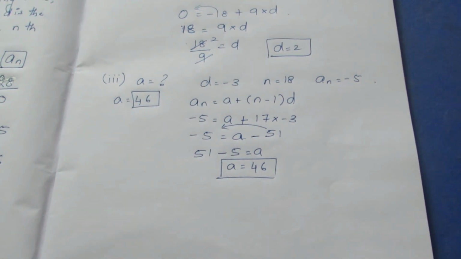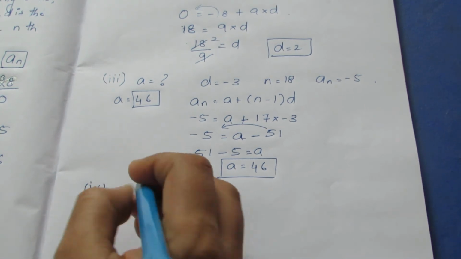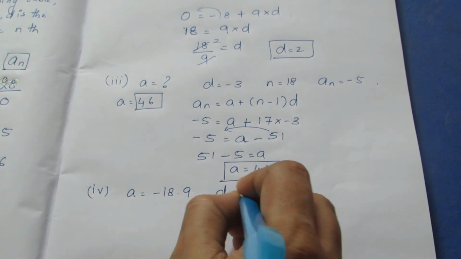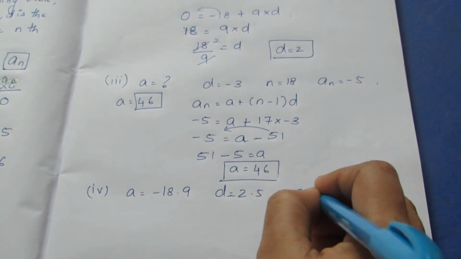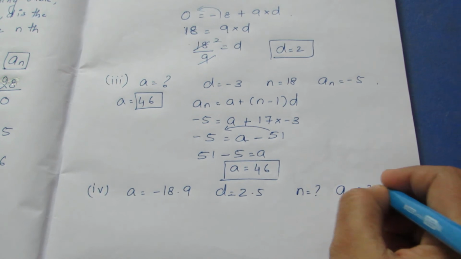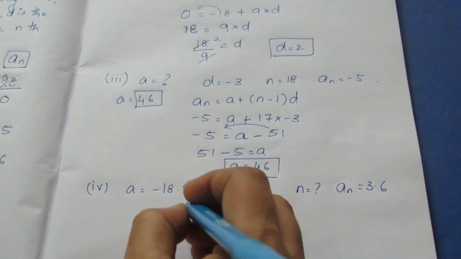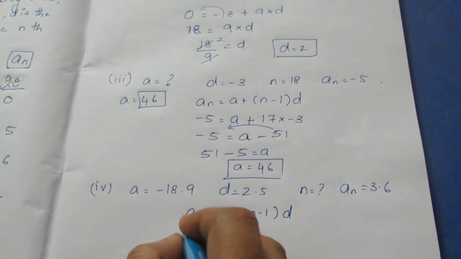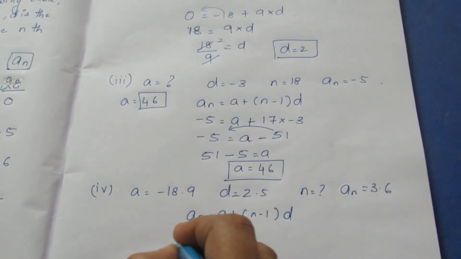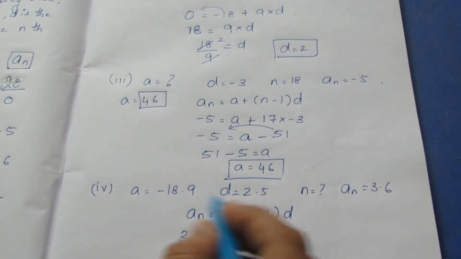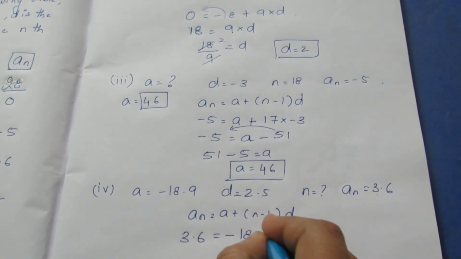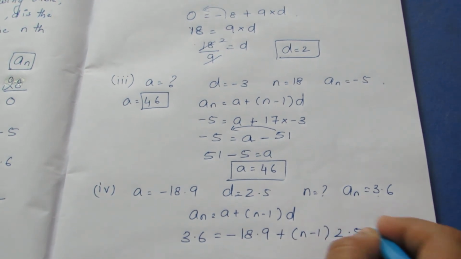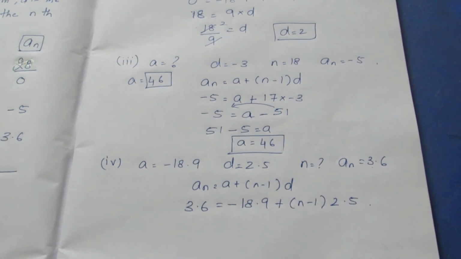We'll move on to the fourth one. In the fourth one, it is given as A to be minus 18.9, D to be 2.5 and we don't know N. AN equal to 3.6. Substitute the formula. AN equal to A plus N minus 1 into D. Substitute the values here. We know AN to be 3.6, equal to minus 18.9 plus N minus 1, where N we don't know. D we know is 2.5. I'll teach you how to do this sum very easily.